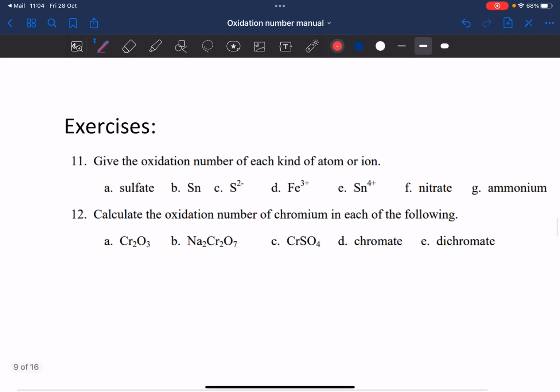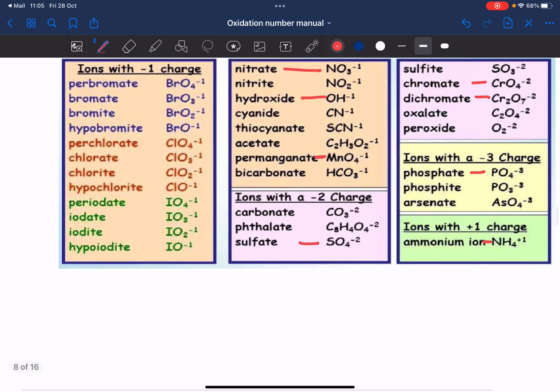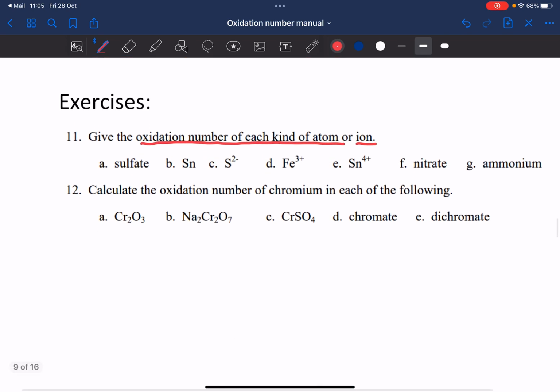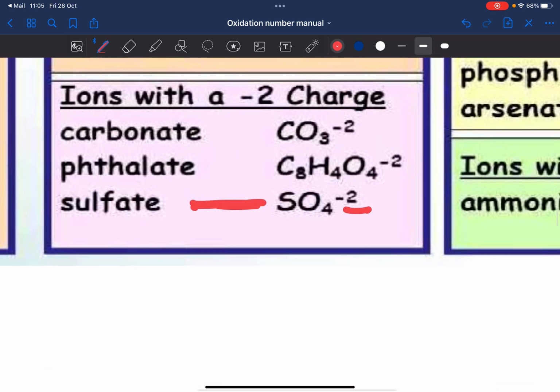Okay, now let's do the exercise together. It's asking to give the oxidation number of each kind of atom or ion. Okay, so sulfate. Let's look at the sulfate. You see, like I told you guys to memorize this. So sulfate, we're gonna write it down, SO4. And as you can see, the charge is -2 on this guy, okay?